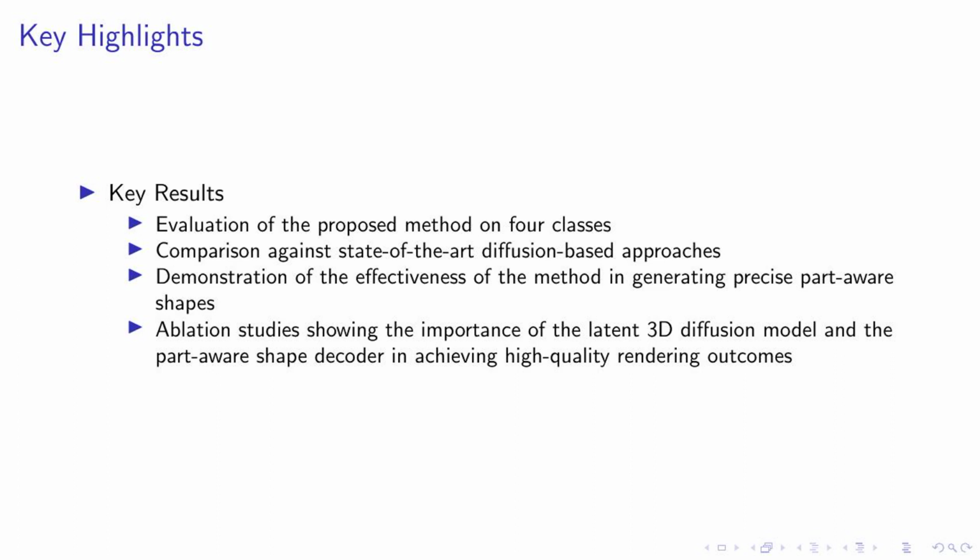The latent 3D diffusion model enhances the resolution of the neural voxel fields, improving the geometric details and the quality of rendered images. On the other hand, the part-aware shape decoder integrates part codes into voxel fields to generate part-aware shapes with high-quality rendered images. In essence, our method is not just about creating part-aware shapes, but doing so with a high level of precision and quality. This is what sets our work apart from other diffusion-based approaches.